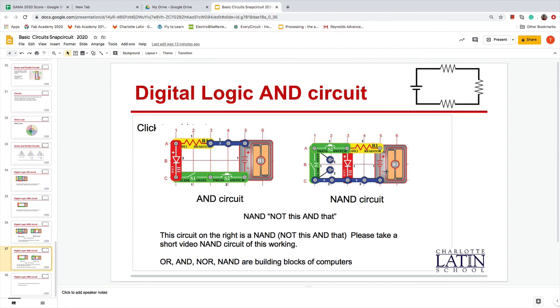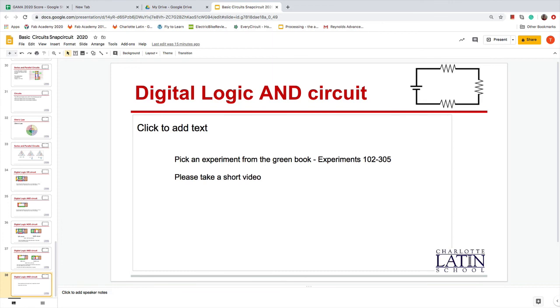So make sure I see a picture of an AND circuit. Then the last thing I want you to make is, go to the experiment book, the green book you've got. It looks green to me. It's pages 102 to 305. Pick one from there. Just have fun. Pick something you find interesting. Take a few minutes, challenge yourself, make something a little complicated. And then send me a video.